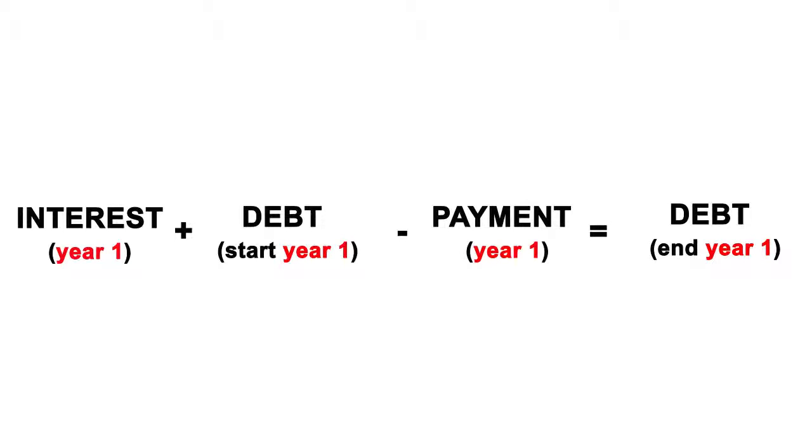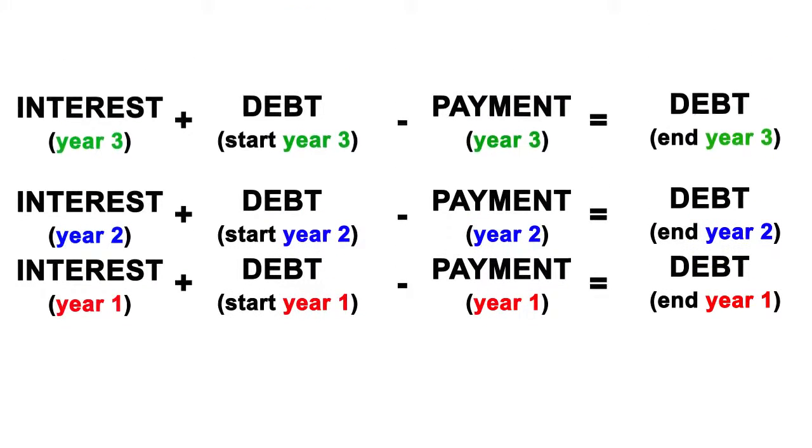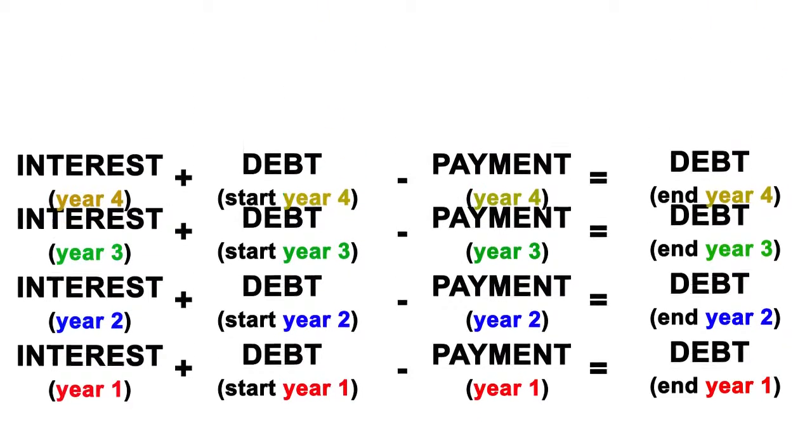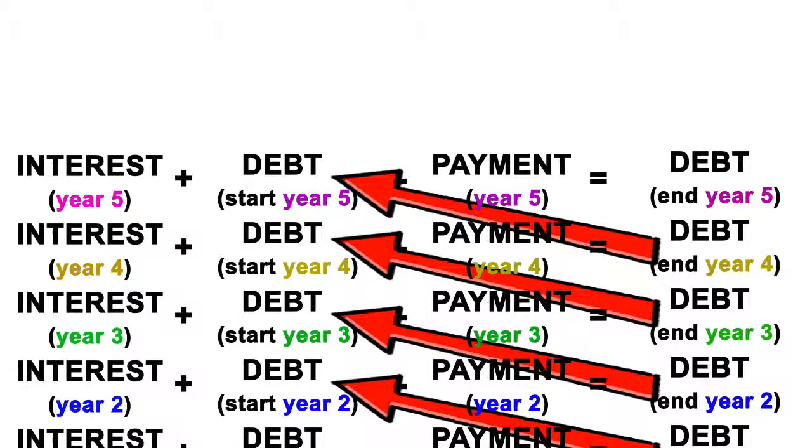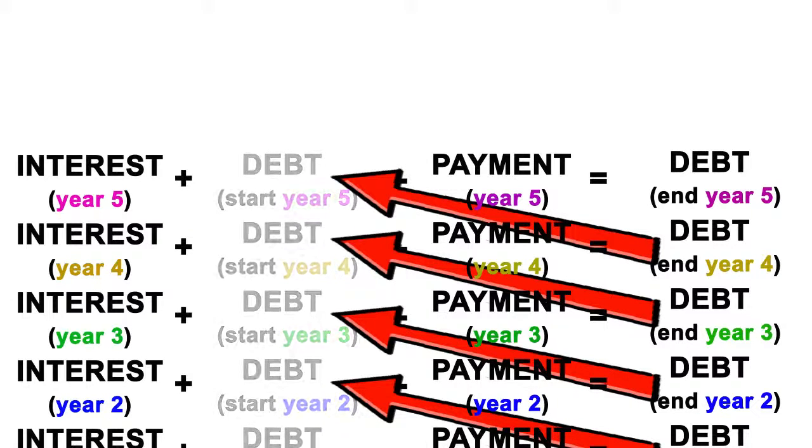To work out your debt at the end of a year, all you have to do is calculate the interest for the year, add that on to your debt at the start of the year, and then take away the payment. If you repeat this sum year after year, you can work out how long it takes to pay off your debt and how much interest you have to pay. And because your debt at the end of one year is the same as your debt at the start of the next year, the only thing you need to calculate is the interest for each year.